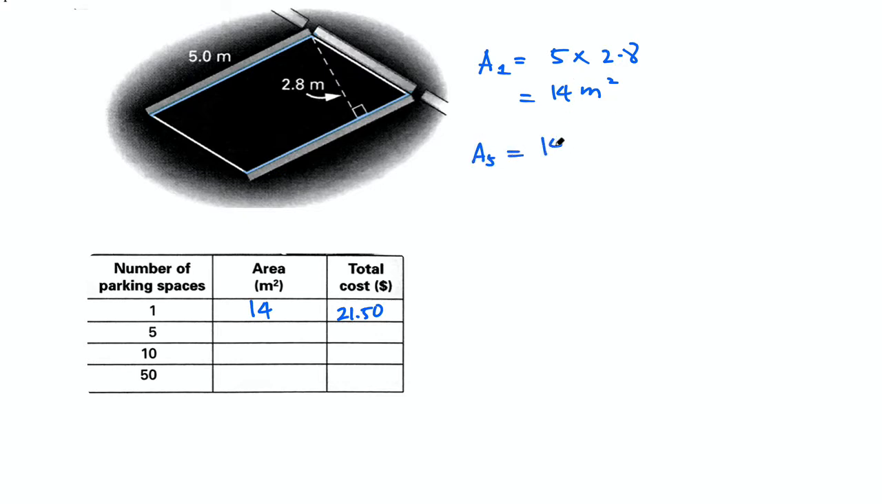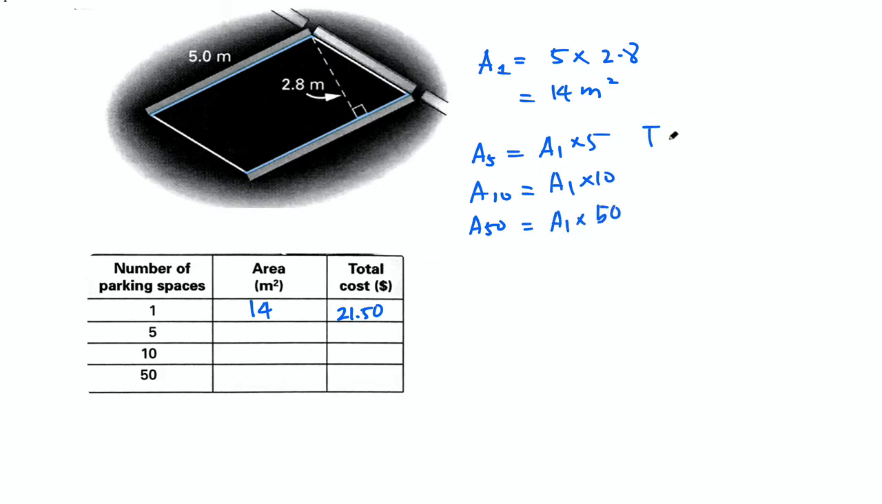Now for the other values here, for 5 parking spaces, the area of 5 of them would just be the area of one parking spot multiplied by 5. The area for the 10 spaces and the 50 spaces follows the same idea. This is the area for one of the parking spots, so if you want 10 of them, you just multiply this by 10. Here we multiply by 50.